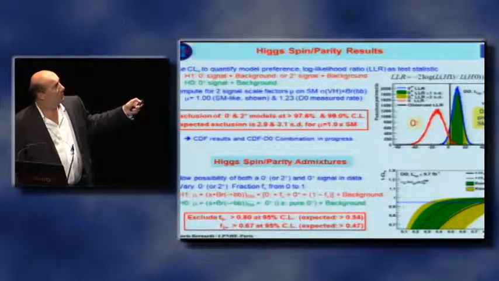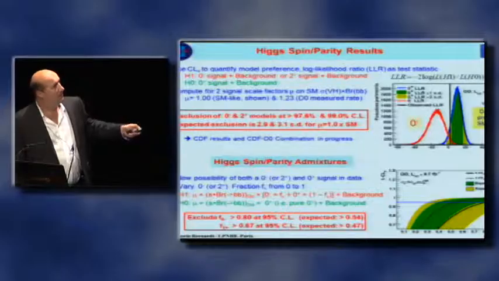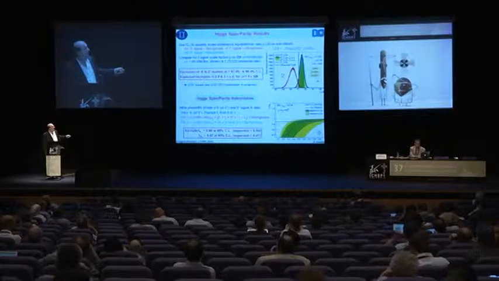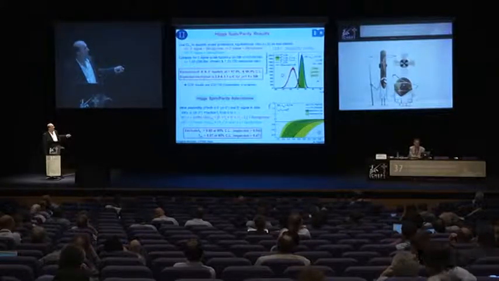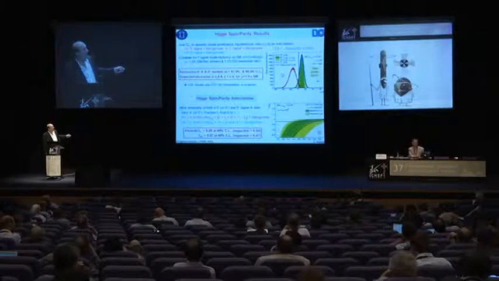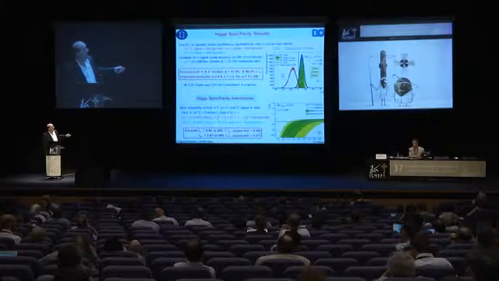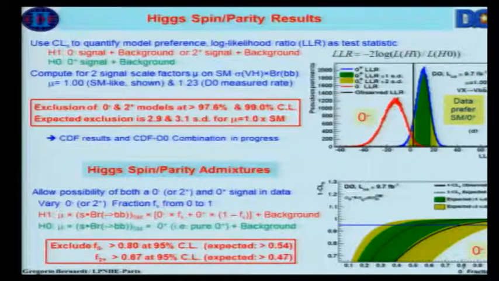Here you see the two hypotheses that were tested. The standard model is this green one. The BSM, a pseudo-scalar Higgs, is here. The data prefer the standard model. And you are able to exclude the 0 minus and 2 plus models at 99% confidence level for one experiment. The expected exclusion is at the level of 3 sigma.